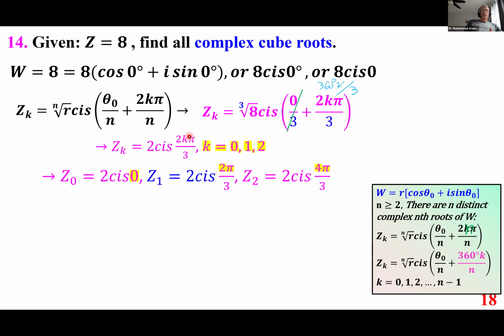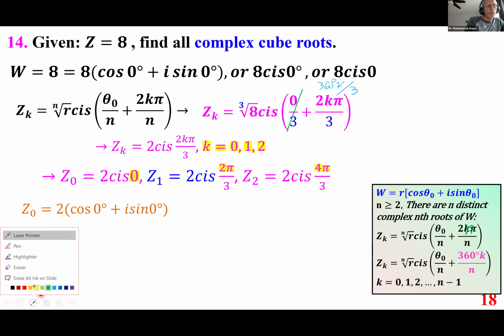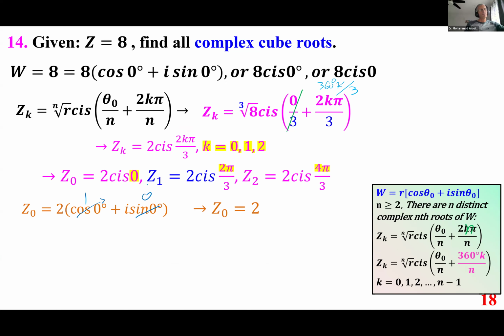So let's evaluate them for 0. By the way, 0 degrees or 0 radians makes no difference, class. They're the same. So cosine is 1, sine is 0, so you get 2, and you're done.